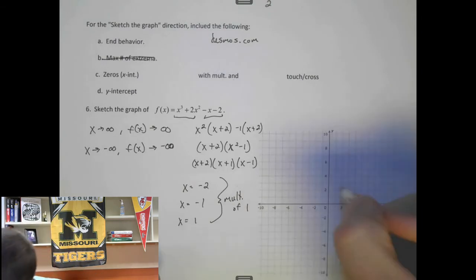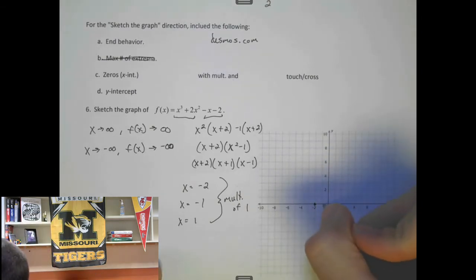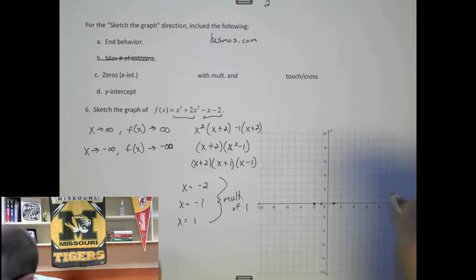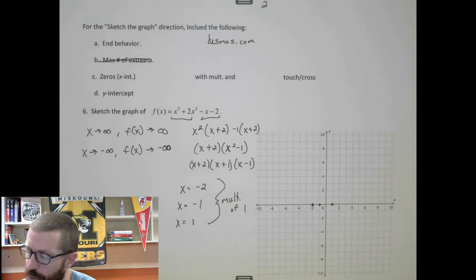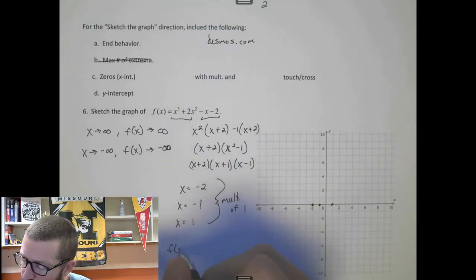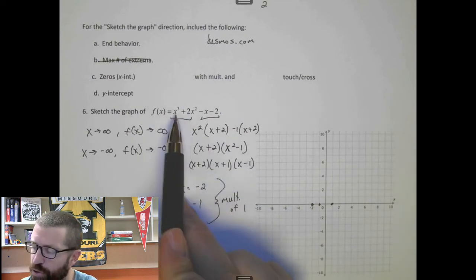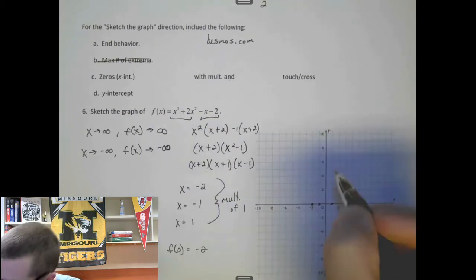So I can put these in my graph, -2, -1, and 1. And then the last thing, just to get the sketch, is the y-intercept. That's just by plugging in 0. And you get -2.